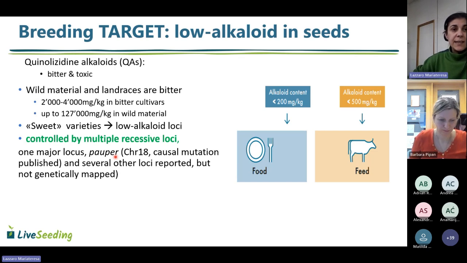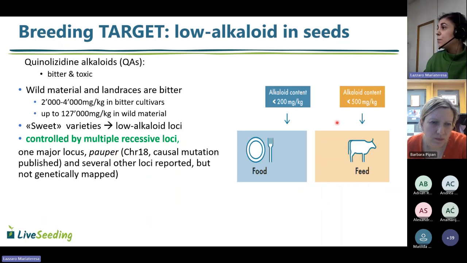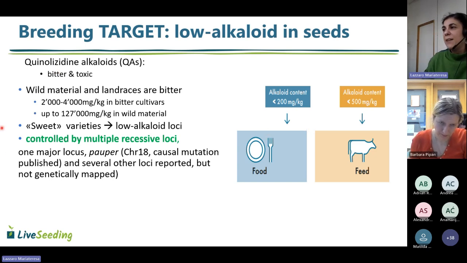So there are suggested thresholds for the use in food, which is 200 milligrams per kilogram, and for the use as feed for the animals, 500 milligrams per kilogram. The wild type has an incredible amount of alkaloids in the grain.